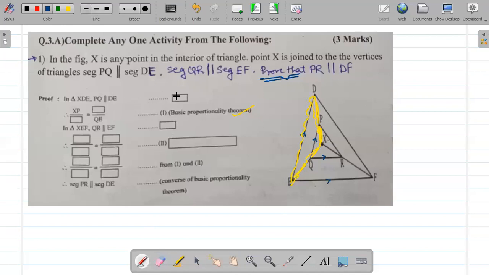For the first box, this part is given. We are given that PQ is parallel to DE. Then by basic proportionality theorem, clearly we can use XP over DP is equal to XQ over QE. This is by basic proportionality theorem. Then QR is parallel to EF. Again, this part is given. Therefore, what can we say? XQ over QE is equal to XR over RF. This is the same reason by basic proportionality theorem.